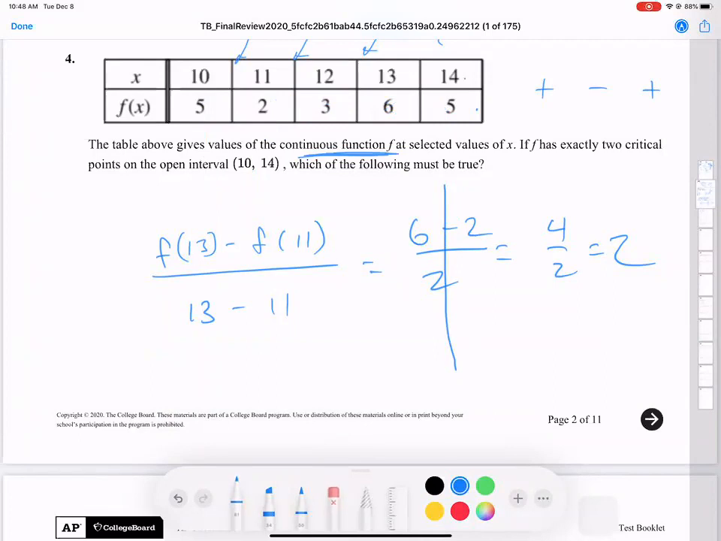We decreased from 5 to 2, and then we increased from 2 to 3. So we have a critical point someplace over here. It might be at 2, it might be next to 2, but someplace in the area. Cool with that? From 3 to 6, we increase, and then we decrease again.